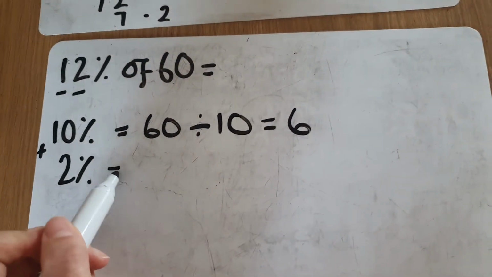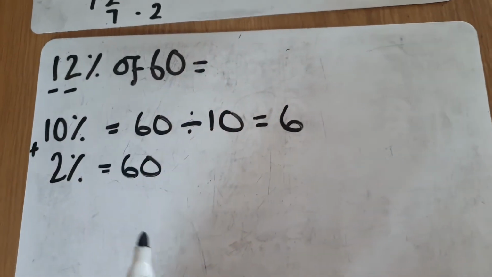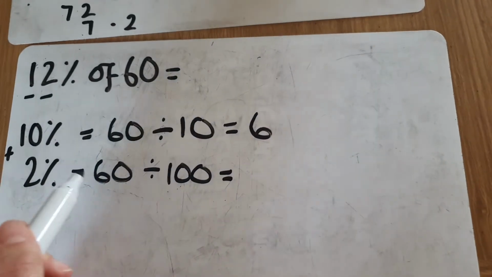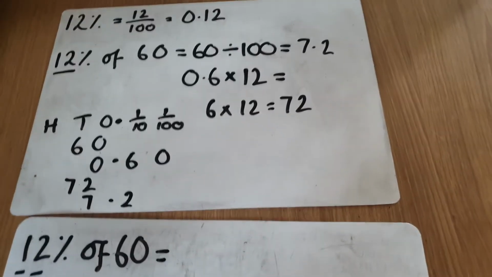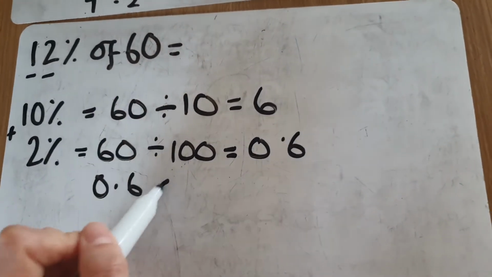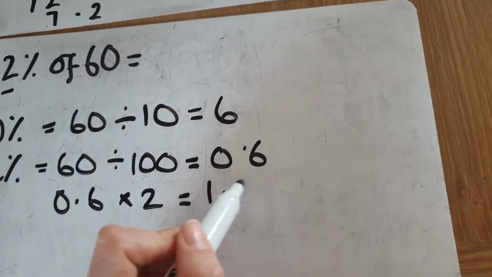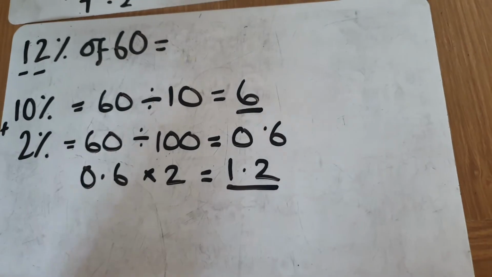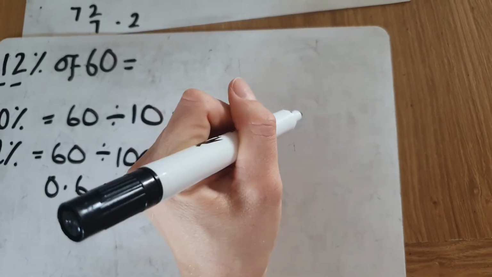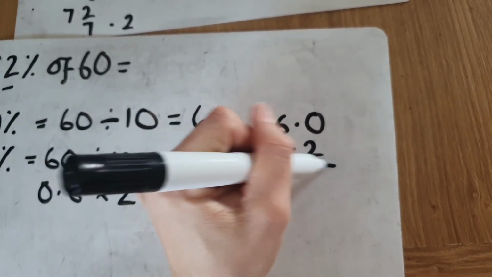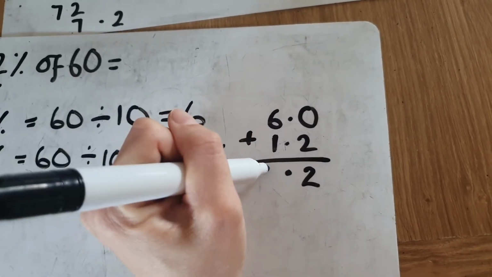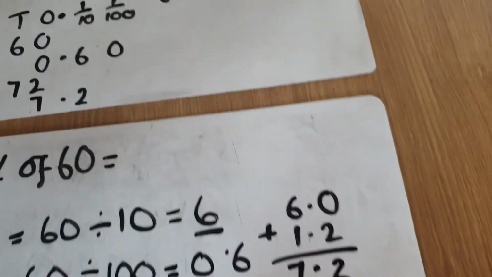Then to find 2%, we need to do 60, you start with that total amount again, divided by 100, because that would be 2 over 100. So 60 divided by 100, we did this up here, is 0.6. And then you need to do 0.6 times 2, which will give you 1.2. These are our two answers. We then need to add them together, like I said here. So you have 6.0 add 1.2. 0 add 2 equals 2. Putting in our decimal point, 6 add 1 is 7, just like we had up here.